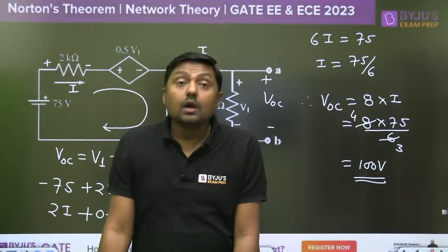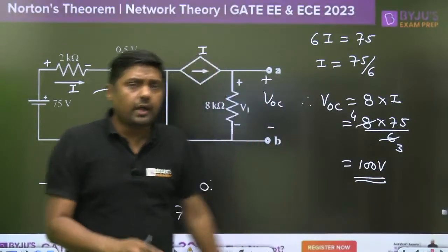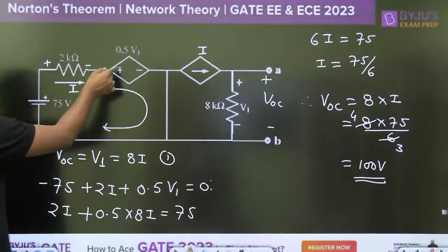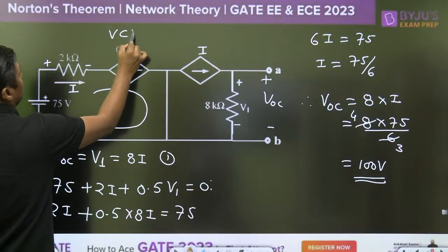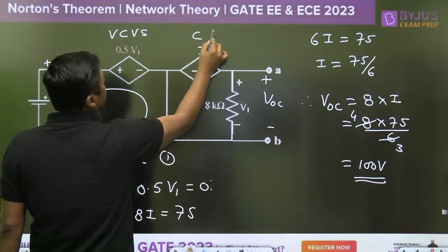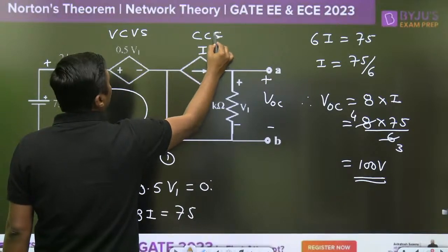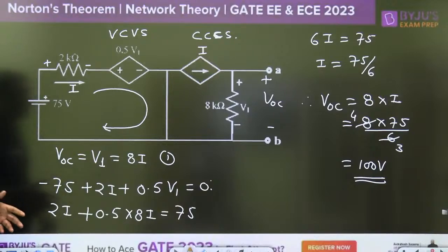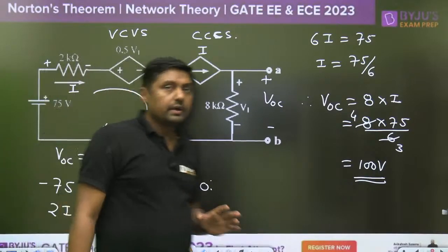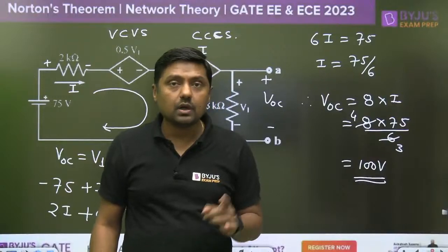Very, very simple. A number of students are worried about the dependent sources. Yes, there are two dependent sources: a voltage controlled voltage source and a current controlled current source. How to solve this type of question? Very simple. Don't worry about the dependent source. There is one independent source, that's why the VOC will not be 0. It may be negative, it may be positive.